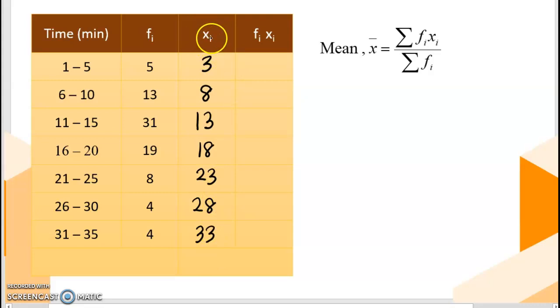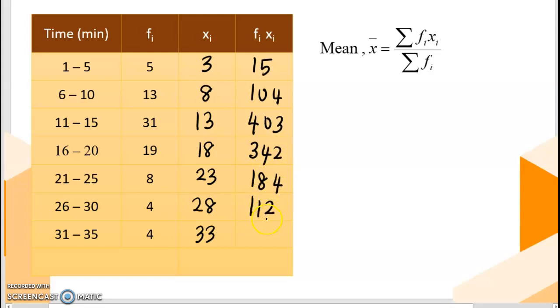Now we are going to find F multiplied by X. F multiplied by X is 15, 104, 403, 342, 184, 112, 132.